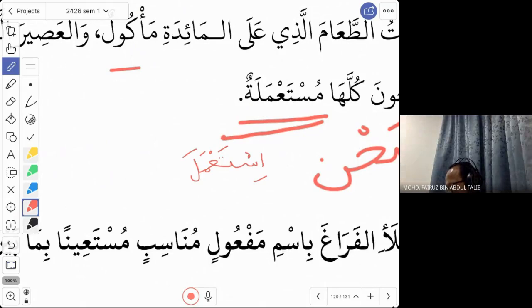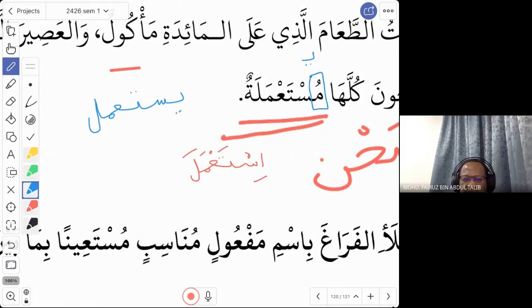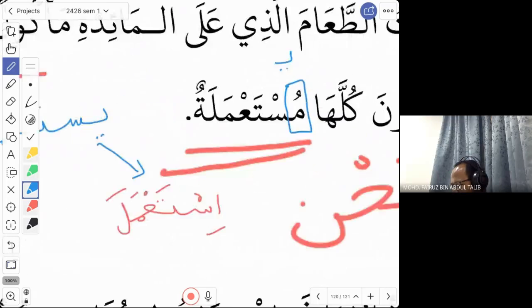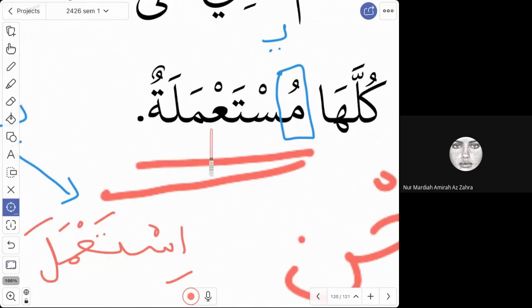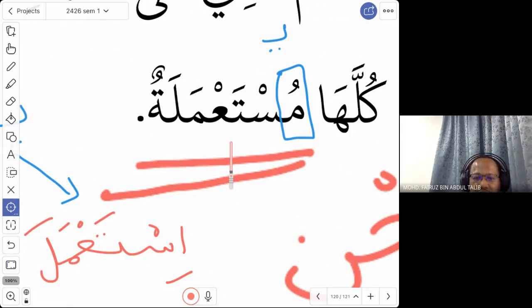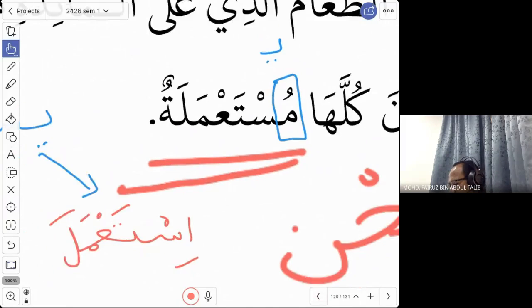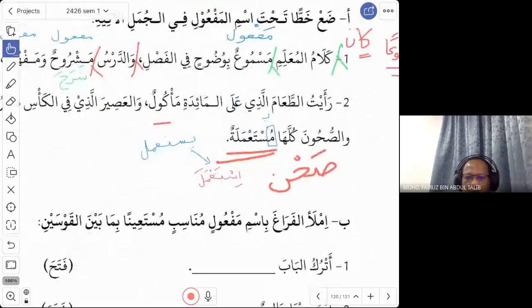You change this to the fi'il mudari first. Change the mim to a ya. So it becomes yusta'malu or yasta'milu. And then you compare to the wazan of fi'il mudari. Yasta'milu. Then you will find this word, ista'mala. So that is the fi'il madi. What is ista'mala yasta'milu? Use. So what is the meaning of musta'mal or musta'malah? Used. So they are used. The suhun, the plates, and also the mala'iq, they are all used.